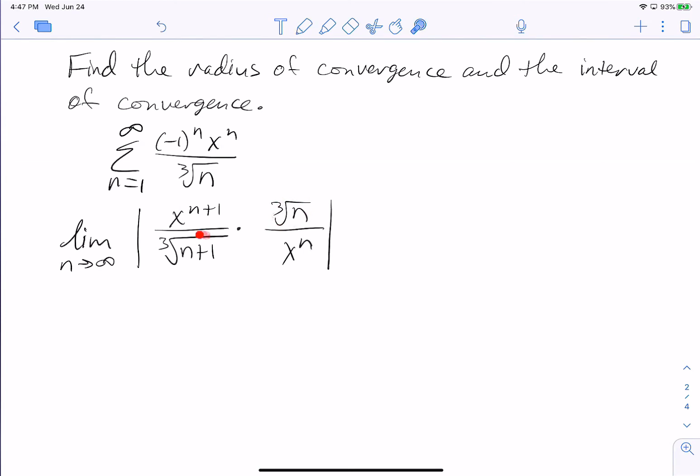I'm going to combine the two radicals into a single radical of a fraction. We have the limit as n approaches infinity of the cube root of n divided by n plus 1. This is still going to be an absolute value, and I have n plus 1 factors of x in the numerator, n factors of x in the denominator. The n factors are going to divide out. We have the limit as n approaches infinity of the absolute value of the cube root of n over n plus 1 times x. As n approaches infinity, n over n plus 1 approaches 1.